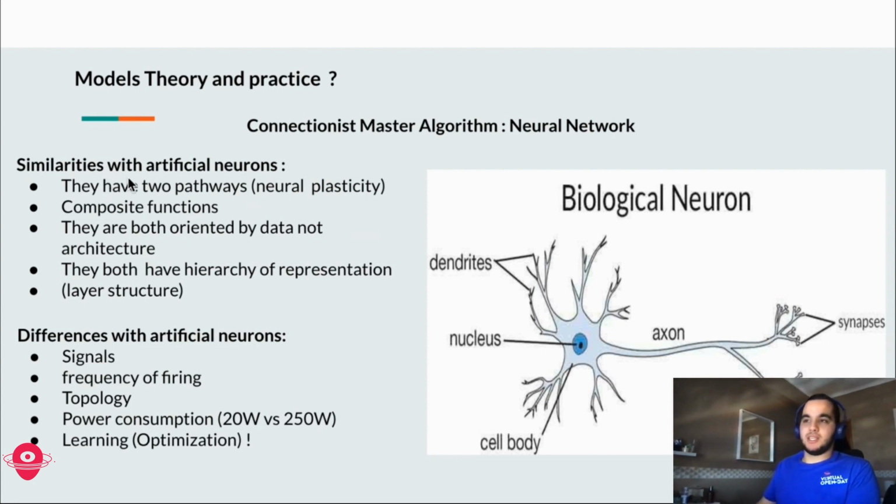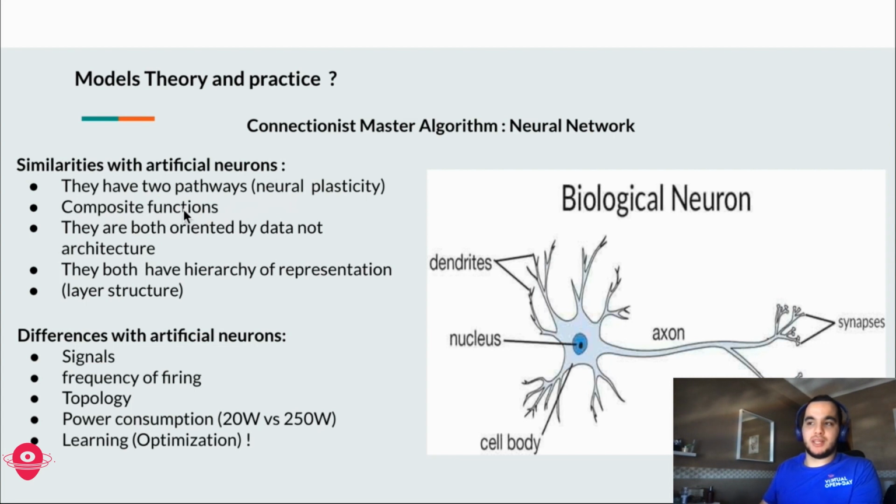Key observations about the similarities: we have the two pathways. There's a phenomenon that happens in the brain called neural plasticity, where our brain is optimized by changing the synapses between the different neurons, and eventually does the learning.